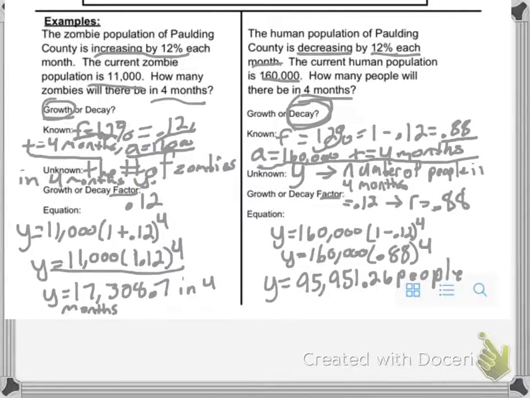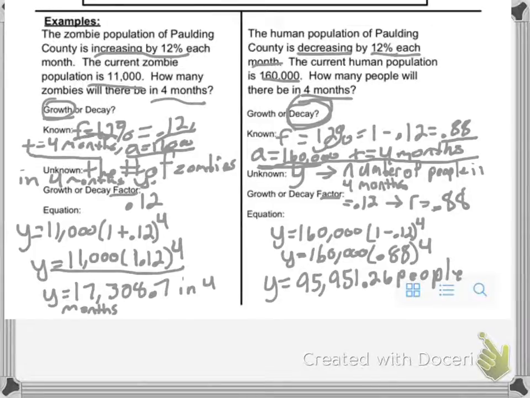Our start point of people is 160,000. The time is 4 months. The unknown is the number of people in 4 months. The decay factor is 0.12, and our base is 0.88.